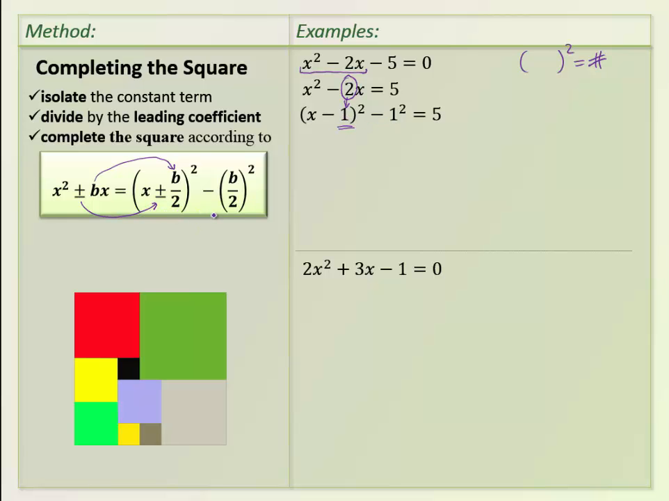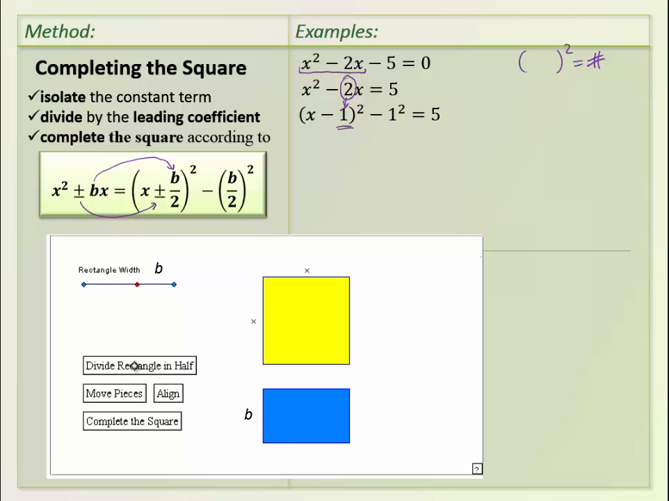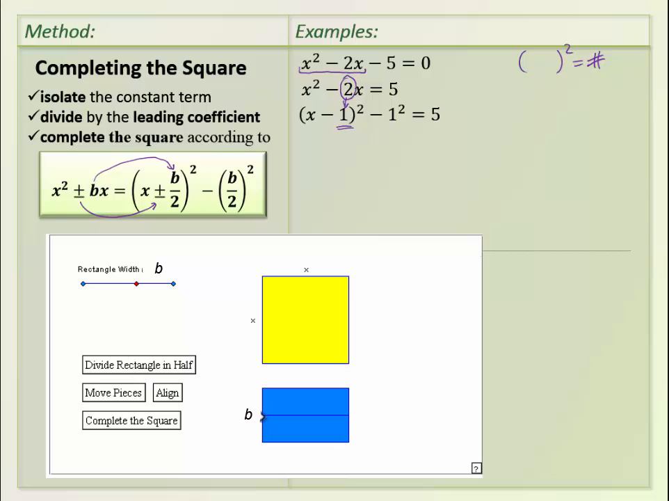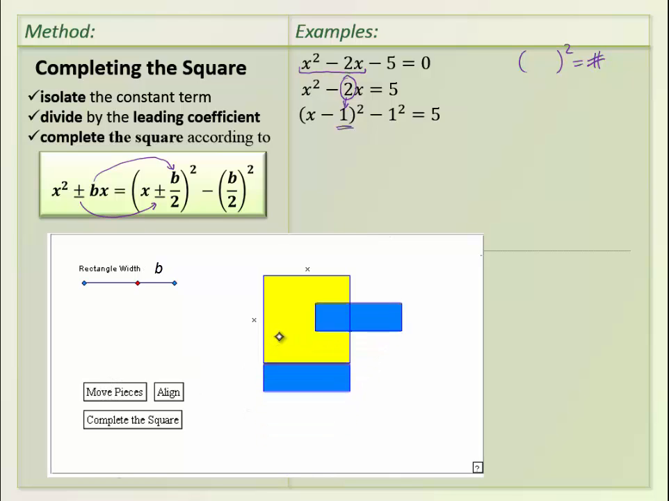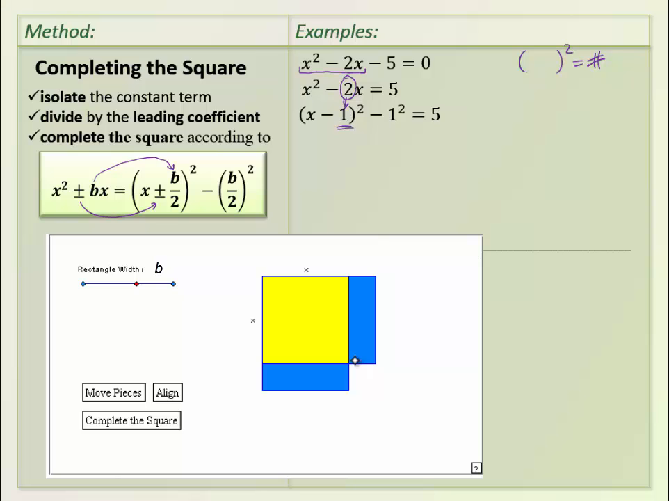So why does this rule really work? Here we have a little applet that will justify geometrically how this formula works. We're taking a yellow square with the side x. The area of this yellow square represents x squared. And here we have a blue rectangle with one side equal to x and the other side equal to b. If we divide this rectangle in half along the side x, then we obtain two rectangles with sides x and b half. So let's move these rectangles and attach them to the yellow square x squared, aligning the second blue rectangle along the other side of the yellow square.